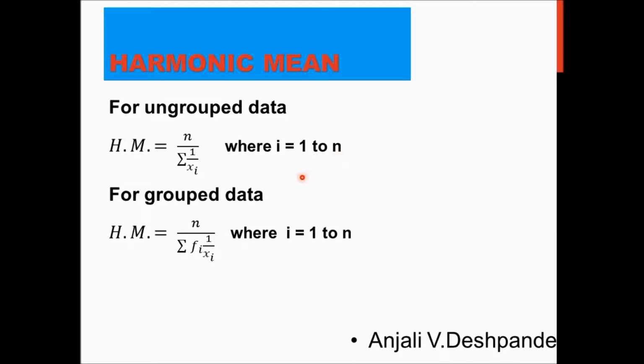And for the grouped data, of course, we are going to consider the individual frequencies. So the change in the formula will be over here in the denominator. We are multiplying this 1 upon xi by fi, and then we are taking the summation, where n of course is the total of the frequencies, that is summation of fi. Now we will see how to calculate this harmonic mean.